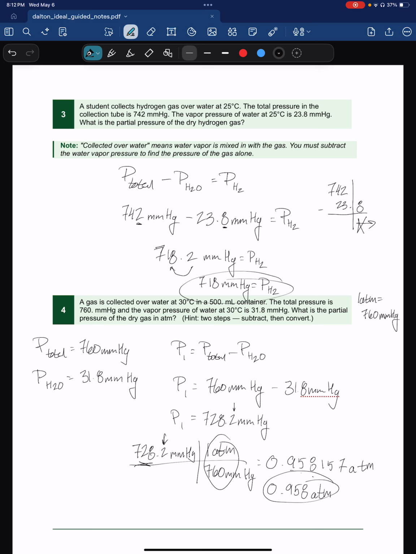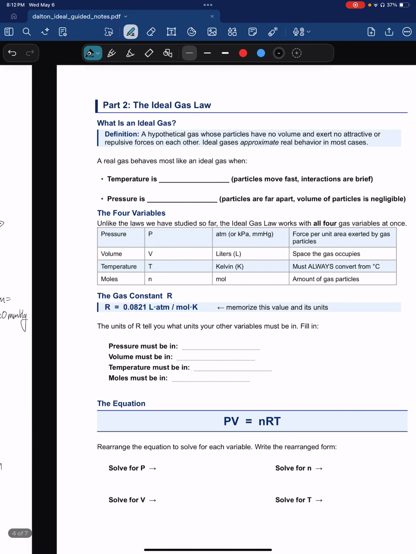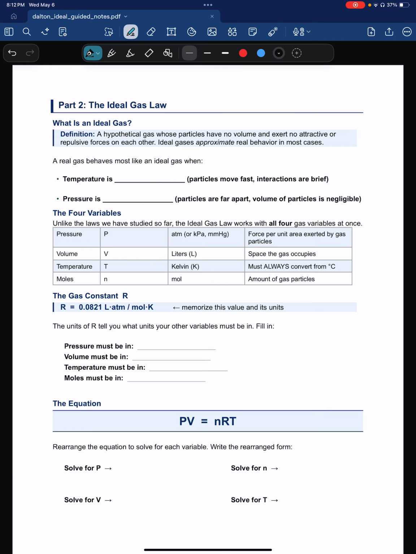Let's go ahead and move on to the next concept here, the ideal gas law. So before we even get started, let's go ahead and talk about an ideal gas. Every gas that we've studied so far has assumed that the gas is ideal. And what that effectively means is that it's a model, a hypothetical gas whose particles are assumed to have no volume and no intermolecular forces. That is, no attraction or repulsion between the particles at all.